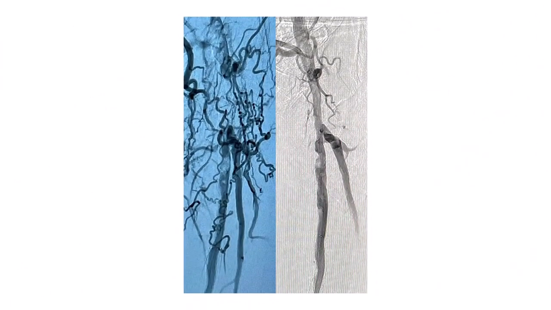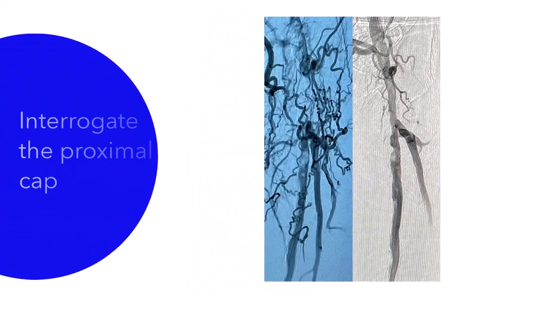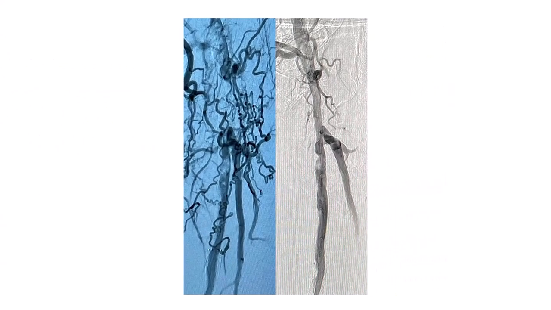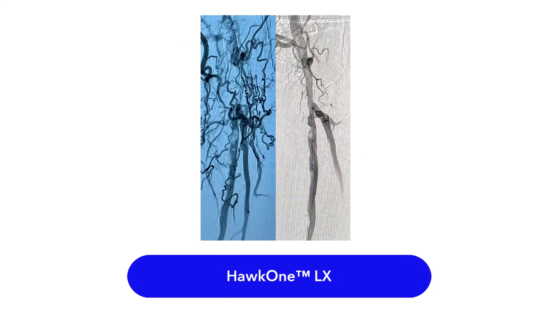So my algorithm is usually a vert catheter with an LLT to try to interrogate the proximal cap to see how easily the wire would cross. In this case, I was able to interrogate the proximal cap, and I was able to get through the occlusion. Once I got through the occlusion, I used a HawkOne LX device, followed by angioplasty with amazing results.